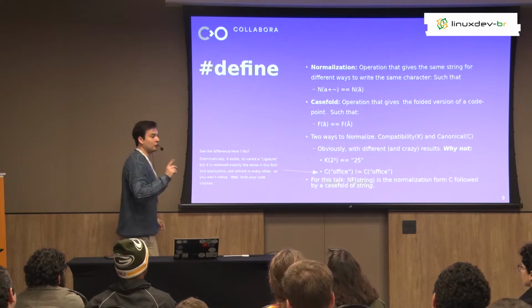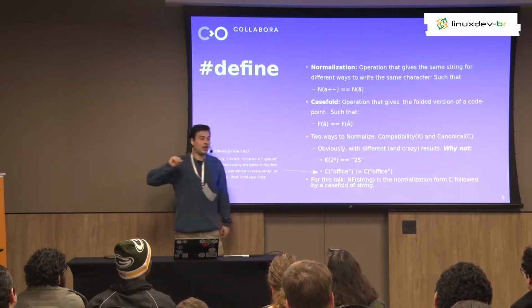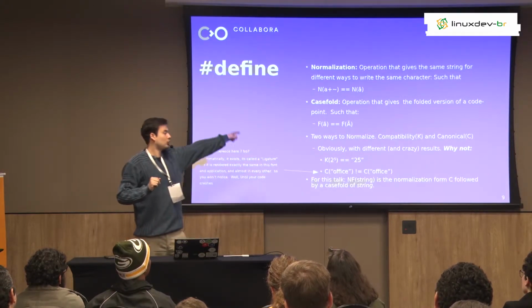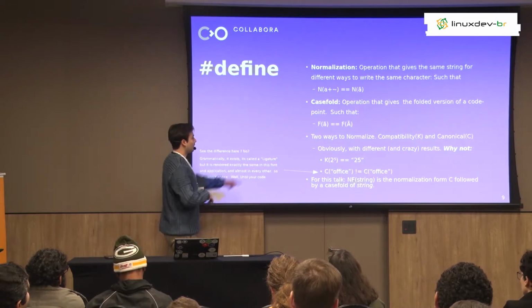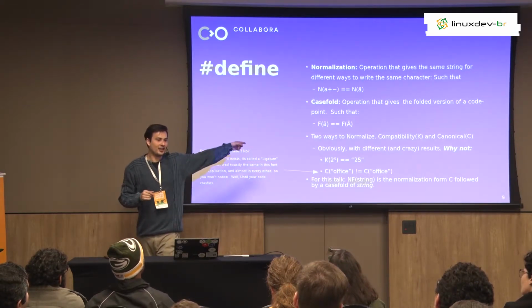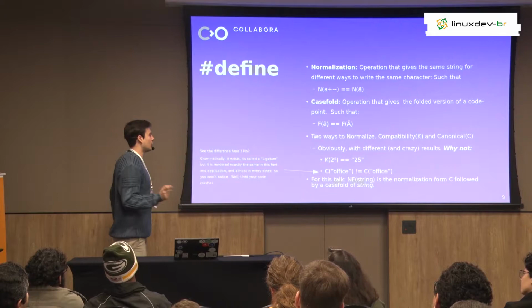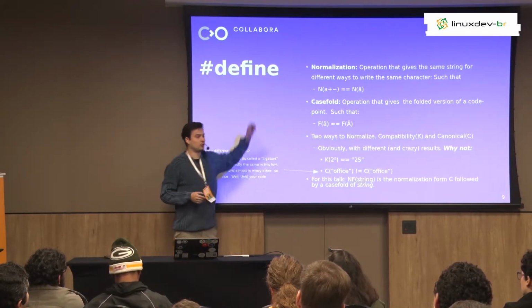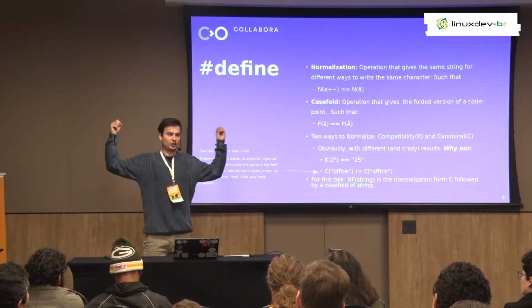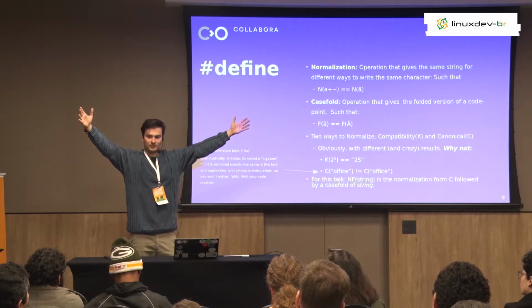So basically, the K form does things like this. If I try to normalize the string 2 to the 5, it resolves to 25. So basically, if we use that kind of normalization in the kernel and you create a file called 2 to the power of 5, which results in 32.